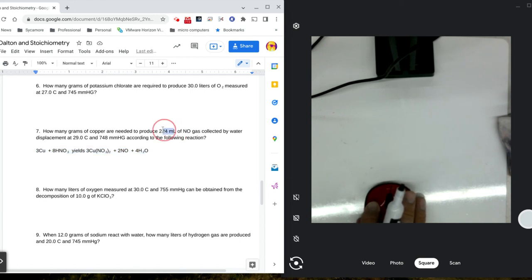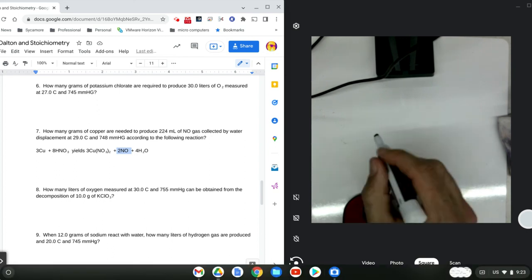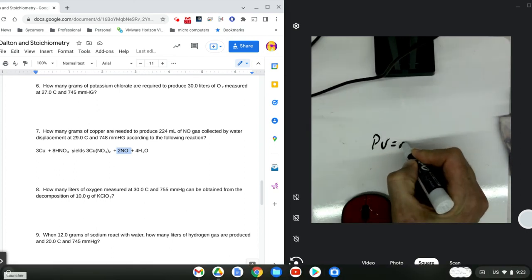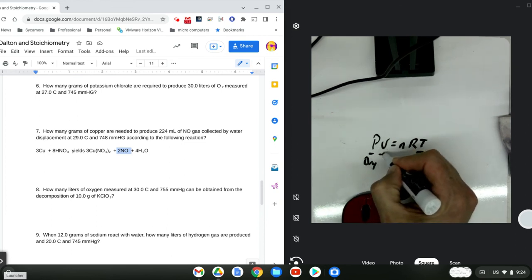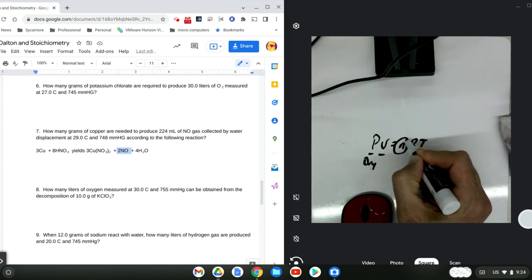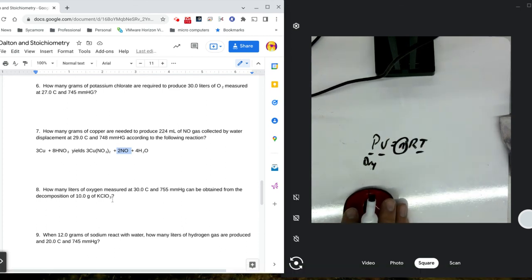I've got my volume of NO. I have the temperature of the NO. I have the total pressure of the wet gas. If I subtract out the water vapor, I've got the pressure. You can solve then, and again, this goes back to PV equals nRT. We have everything we need, the temperature, the pressure of the dry gas, and the volume. Unit agreement, solve for N. If I have N here, I look at the ratio, it's a 2 to 3 ratio. Find moles of copper and then grams of copper.